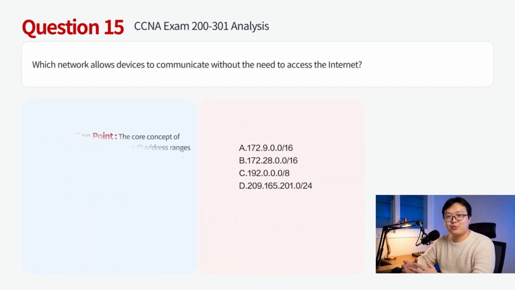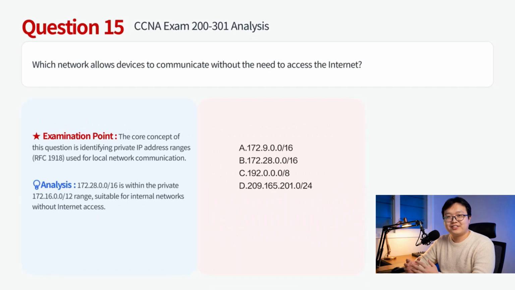This address falls within the private IP range 172.16.0.0 to 172.31.255.255, defined in RFC 1918. Private addresses are reserved for internal networks and cannot be routed directly on the public internet. Therefore, this question chooses B.